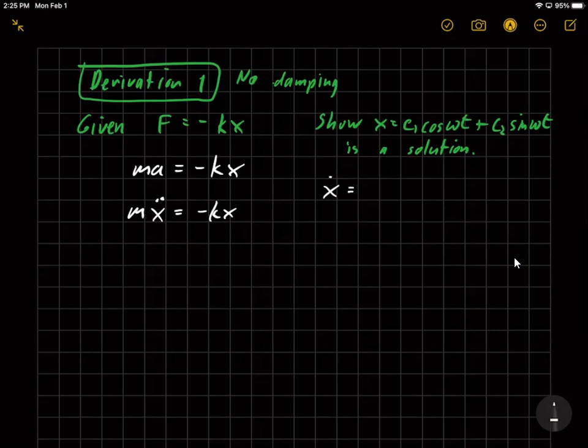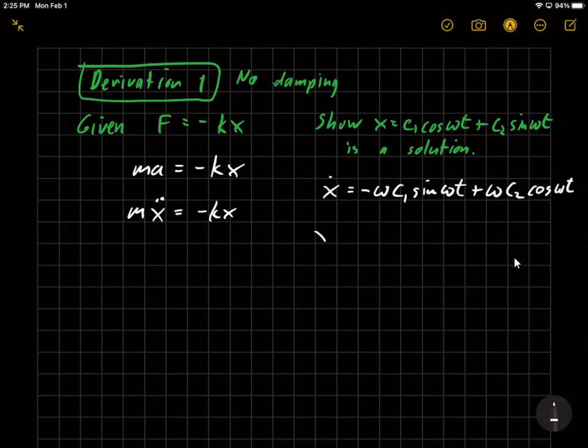So x dot would be velocity. The derivative of cosine is negative sine, but we chain rule it and we get negative omega c1 sine omega t. Then we do the same thing with c2 sine omega t, and we end up with omega c2 cosine omega t. So notice how the sines and cosines flip-flop, and notice the chain rule.